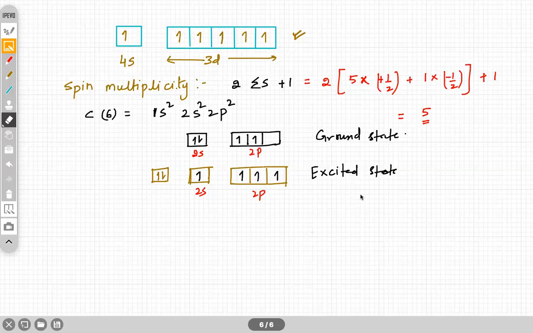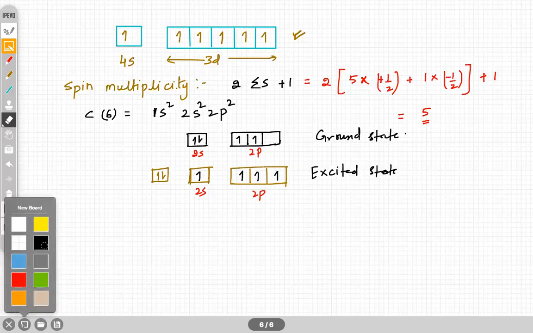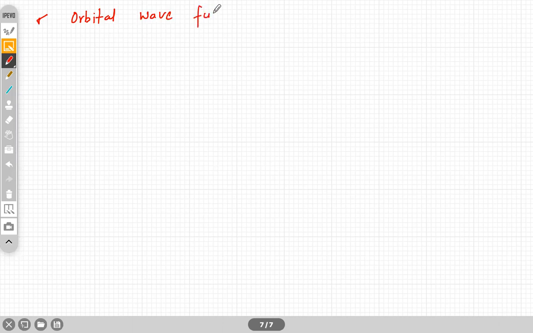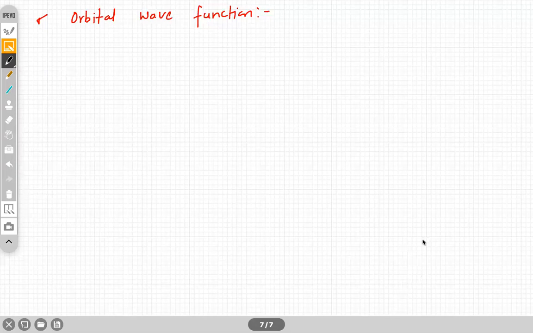Now, one last thing here we need to discuss before nodal plane, that is the orbital wave function. We have discussed it already. The orbital wave function psi. Write down one last thing, one question they ask on this. This psi, I have already told you that it contains all the informations of electrons. It contains the information related to energy of an electron.